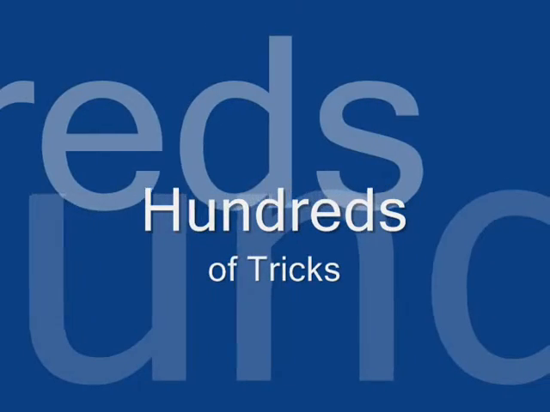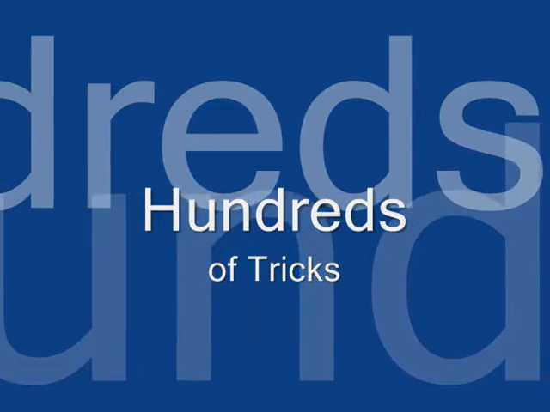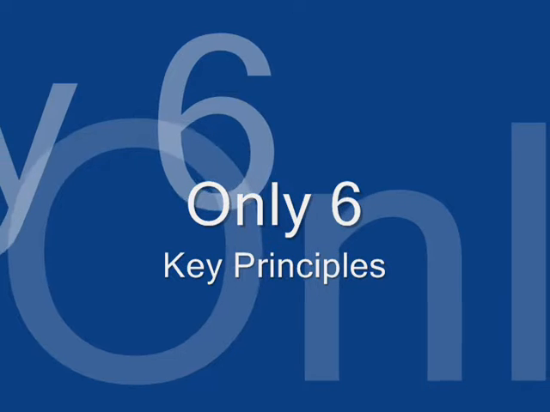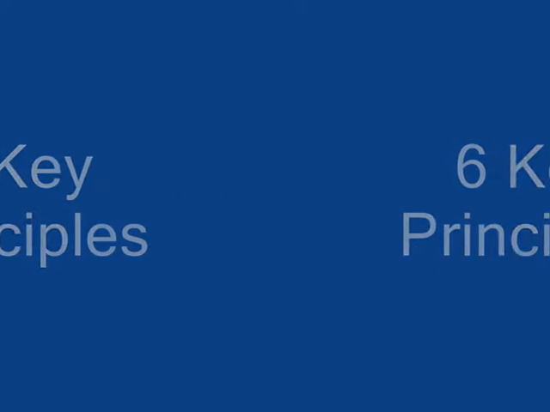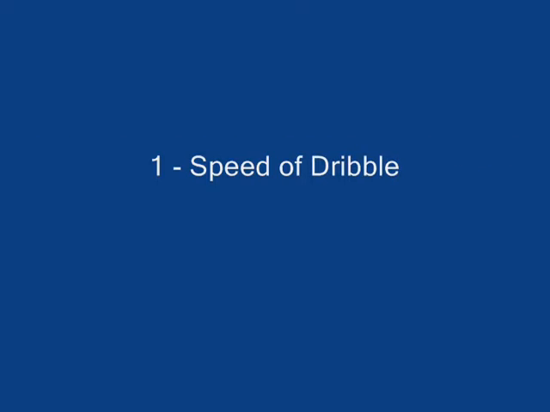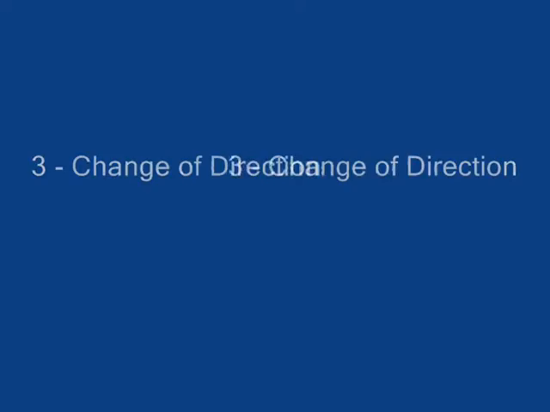And while there are hundreds of different dribbling tricks and ploys, there are only 6 key factors in dribbling. One or more of these 6 principles of dribbling will be employed in every successful dribble. Number 1. Speed of the dribble. 2. Change of pace. Number 3. Change of direction. And 4. Faking. Number 5. Ball manipulation. And finally 6. Screening.